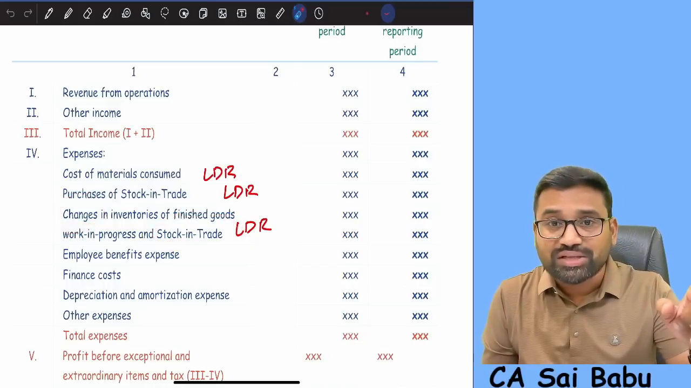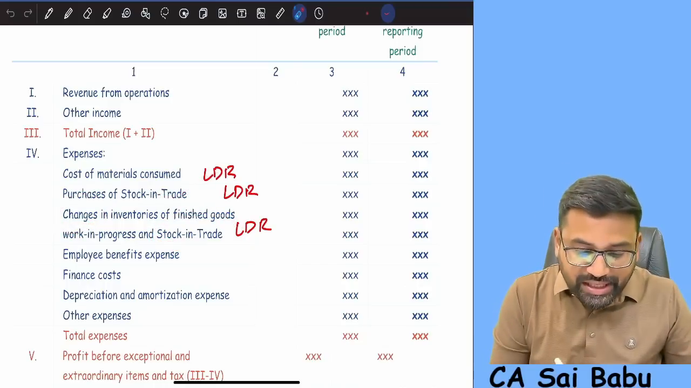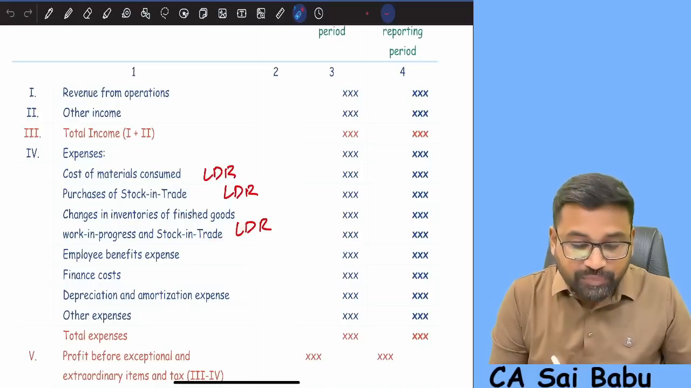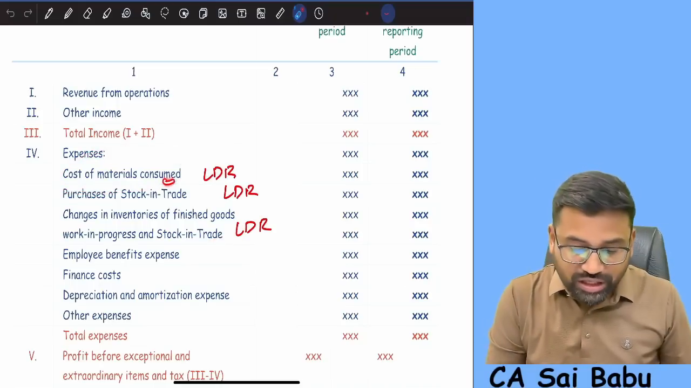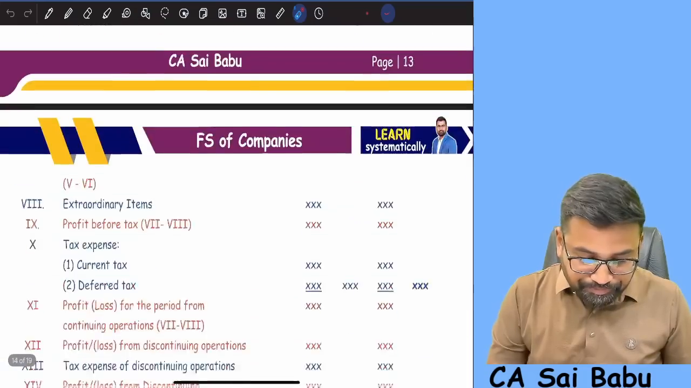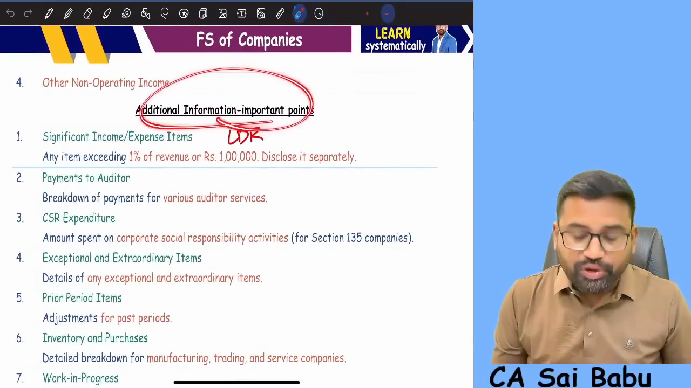In International Hotels Limited, for example, we have seen a hotel with wines, cigarettes, cigars. We show purchases separately, change in inventories of stock in trade separately. If it is raw material, we will show consumption. In that, for some foodstuff, we have shown consumption.